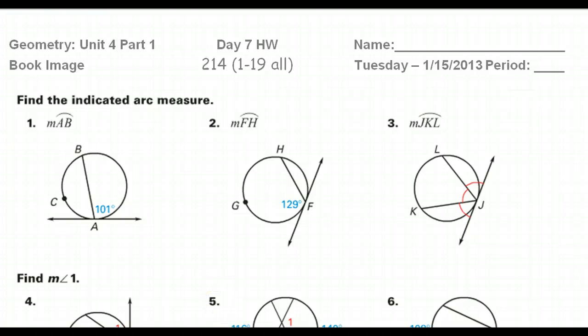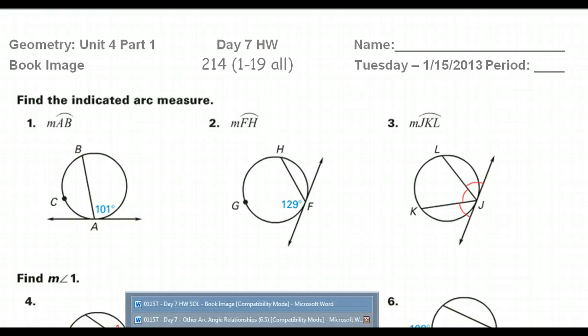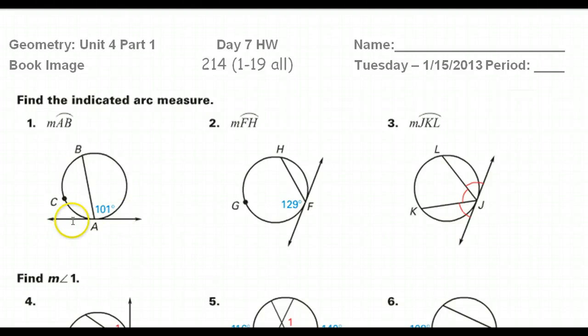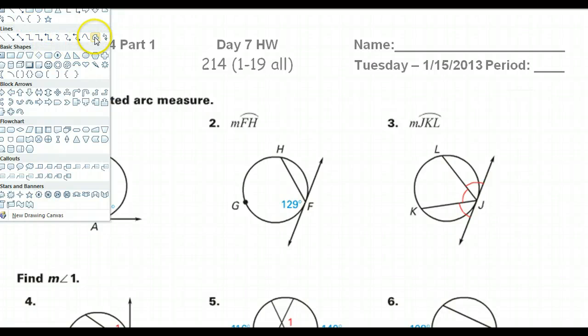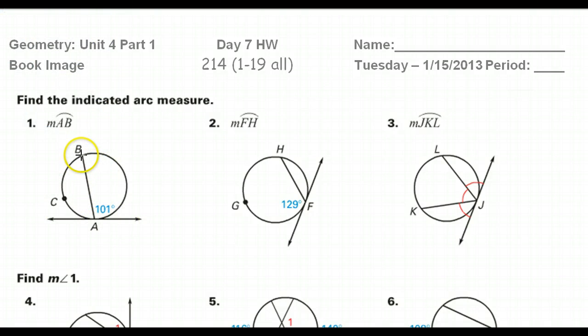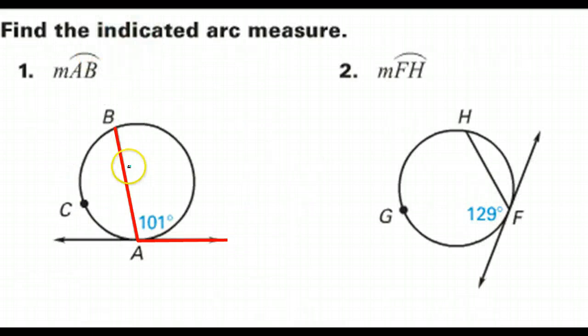Oh yeah, wait, one more thing. One more thing that we need to introduce is the concept of what happens with tangents. So I just need you to understand, looking at problem number 1, for example, if you look at this angle right here, the one that's 101 degrees, I want you to notice that this is still an inscribed angle. See the vertex right here? See how the vertex is on the circle?